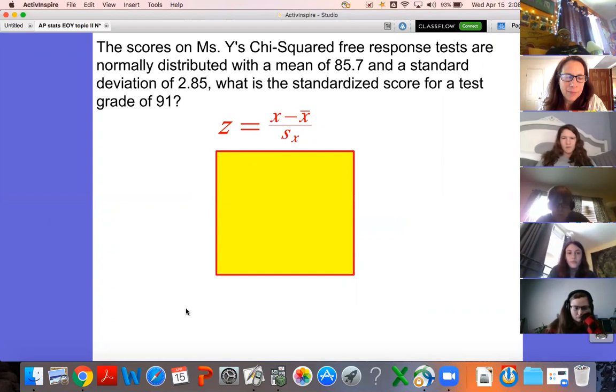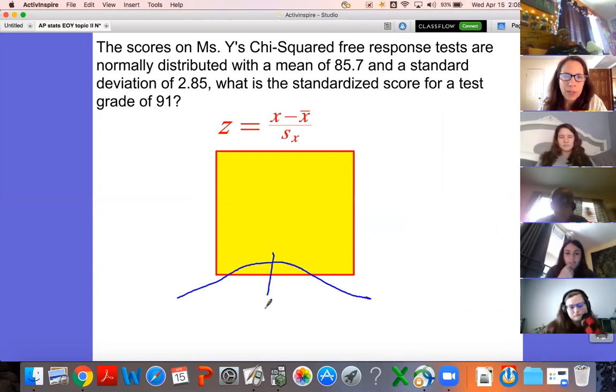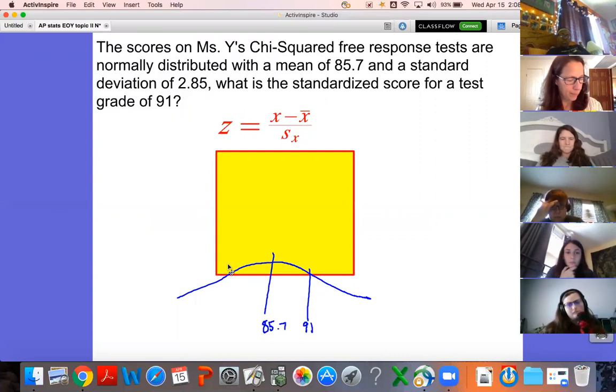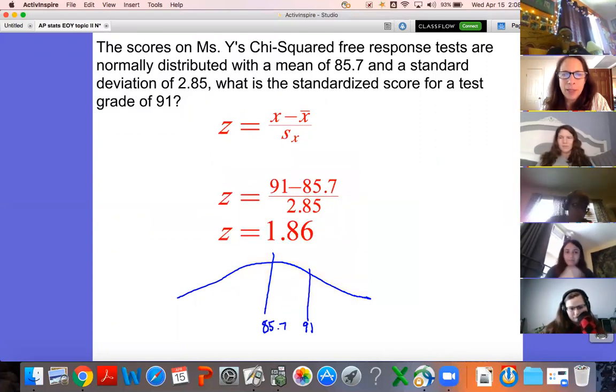Anybody? Think about where it is on the curve. Your mean is 85.7. And the score I'm testing is a 91. So what kind of z-score will it be, positive or negative? Positive. Okay, I gotcha. It's going to be positive. So I did the numbers, 91 minus 85.7 over 2.85, and I got a 1.86.